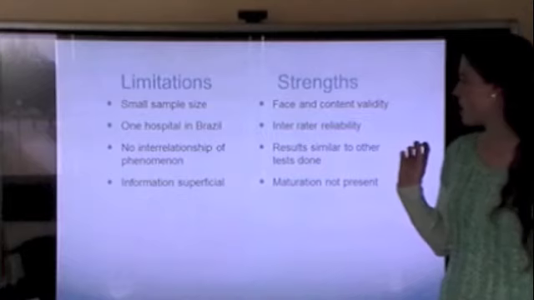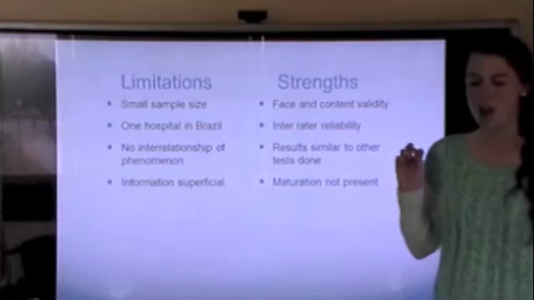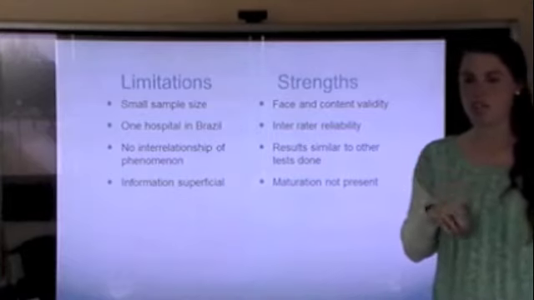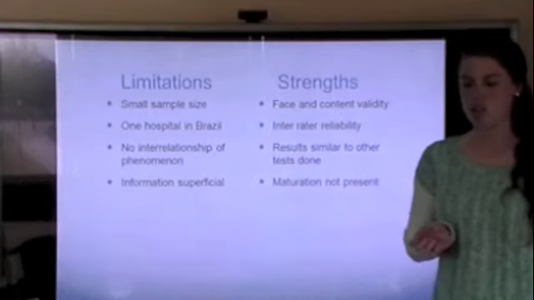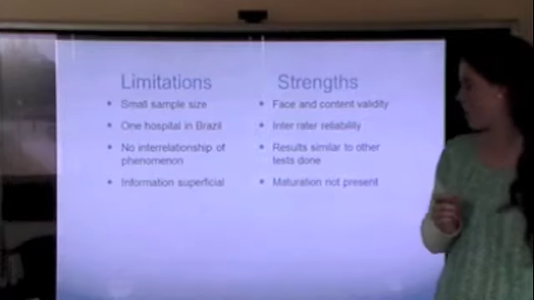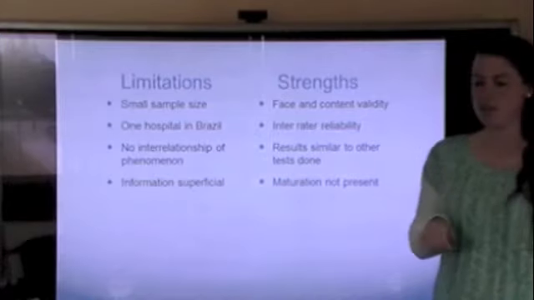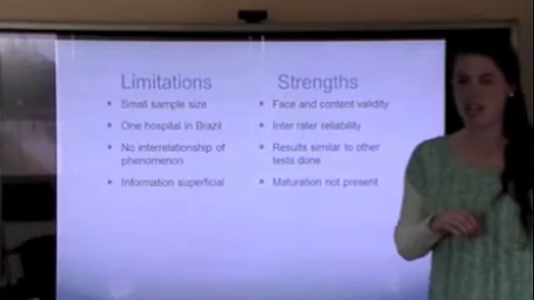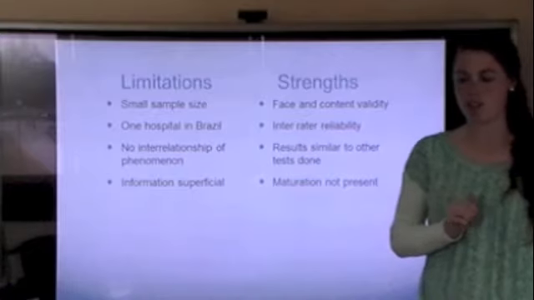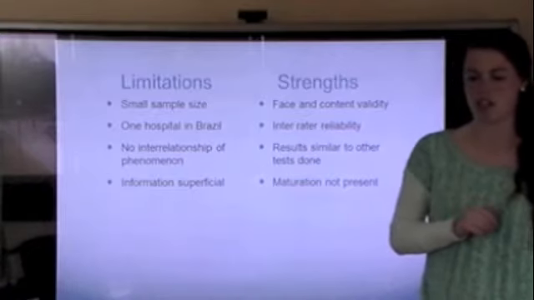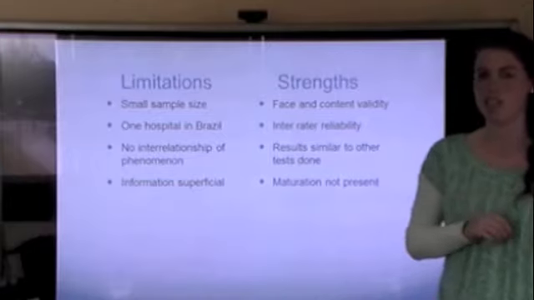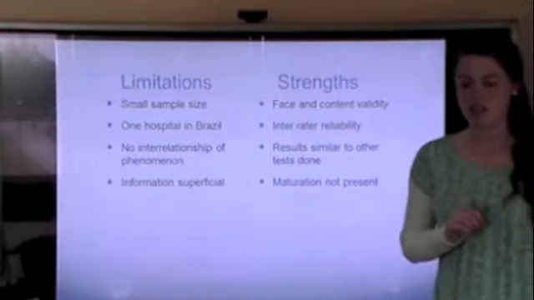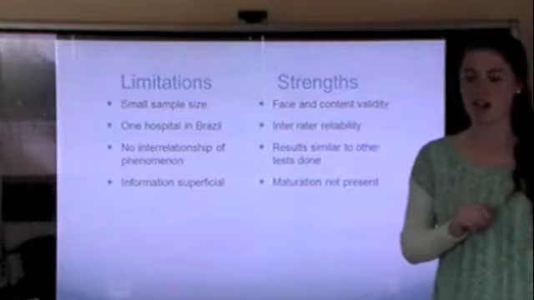So the strengths were there was face and content validity because the test measured what it was intended to measure, and it measured all facets of pressure ulcers, being assessment, prevention, and staging. It also had inter-rater reliability because the data was analyzed using SPSS 17.0 software, the Pearson correlation test, descriptive statistics, and a t-test where all variables were considered statistically significant if the p-value was greater than 0.05.